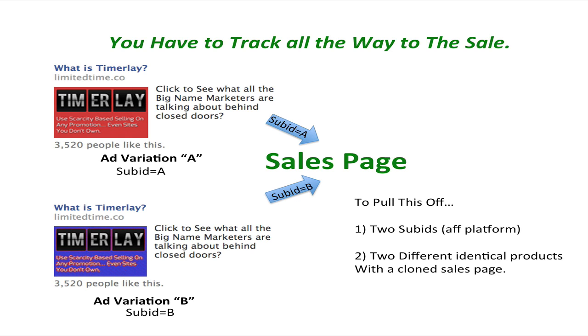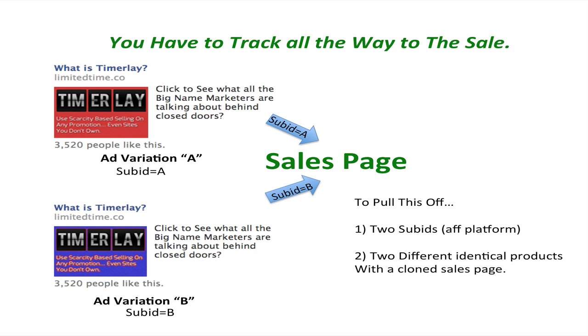And this is pulled off with what we call sub-IDs. Now, let me define that. A sub-ID is a little bit of code that you're going to put on the end of a URL. Most of the time, you can find these on an affiliate platform. ClickBank, for example, JVZoo, Nanocast, Sidec, just to name a few, all let you do sub-IDs. And when you put a sub-ID on, ad variation A would be like timerlay.com/A. And ad variation B would be timerlay.com/B.